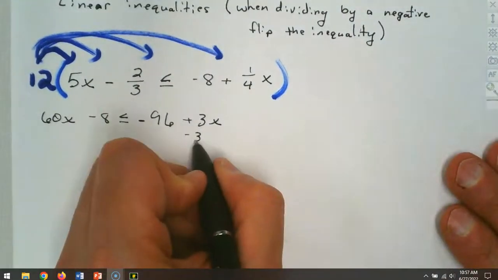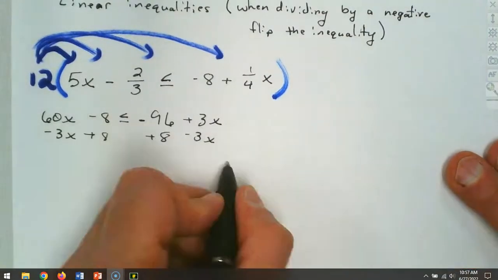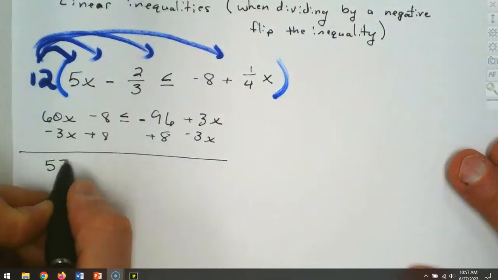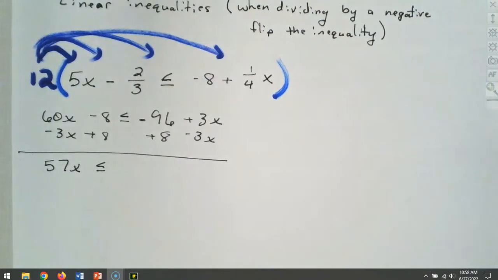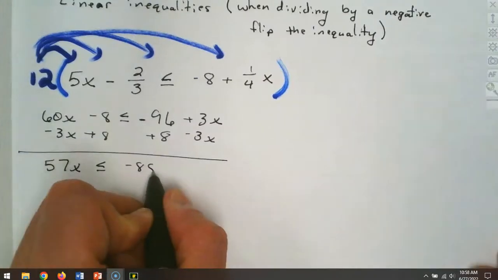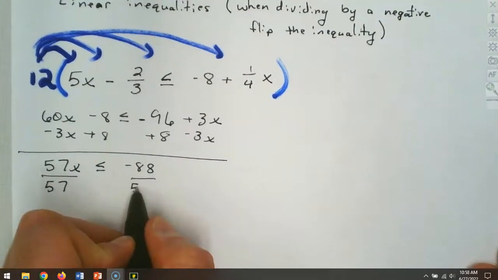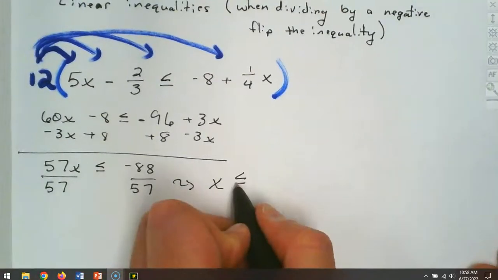Now we just solve it. So move that 3x over and add the 8. 60 minus 3 makes it a 57x. Inequality stays the same. 96, that's negative, plus a positive 8. That makes it a 96 minus 8. That makes it a negative 88. Divide by our 57. Do we flip our inequality? Yes or no? No. Why not? We didn't divide by a negative, did we?